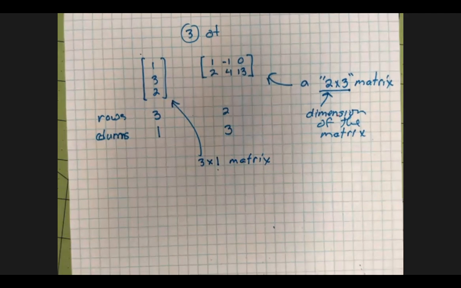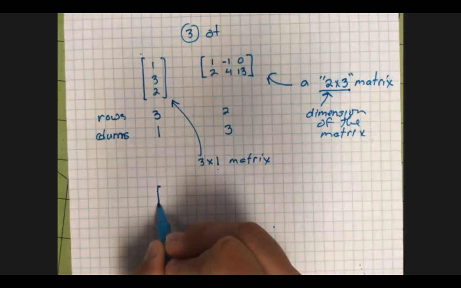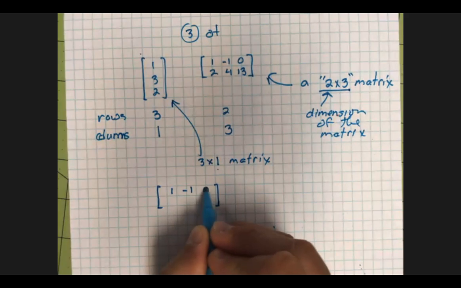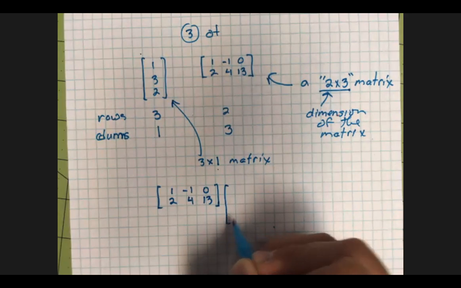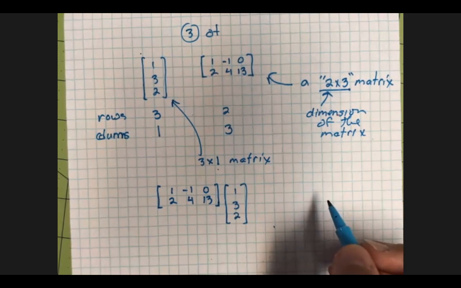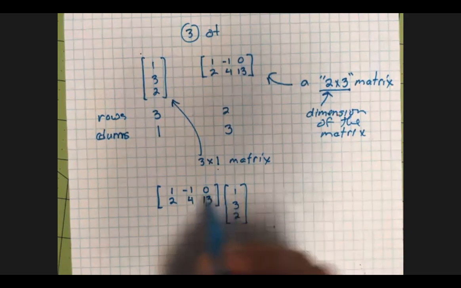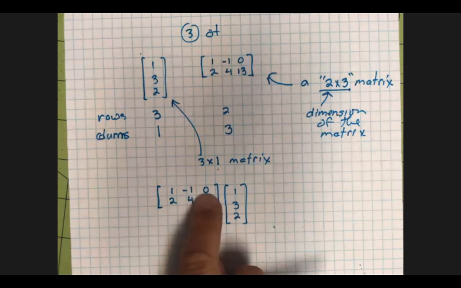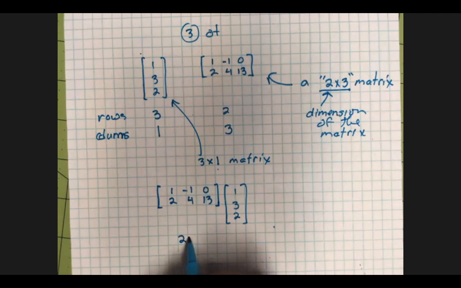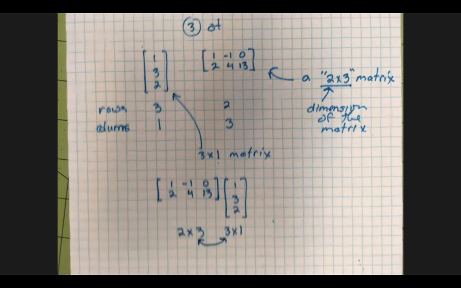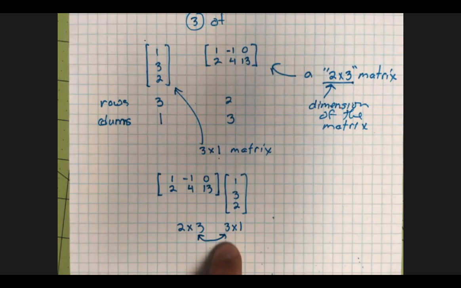And I promise you, we're not going to do anything but 2x2 matrices, but you can multiply all sorts of matrices. 1, minus 1, 0, 2, 4, 13, times 1, 3, 2. As long as you can make a legal dot product, you can multiply matrices. So, because this matrix has 3 columns and this matrix has 3 rows, I can legally dot the rows with the columns. Notice this is a 2x3 matrix, and this is a 3x1 matrix. So the fact that I can legally dot those, that I can multiply these two matrices, is indicated by the 3. The number of columns in the first matrix equals the number of rows in the second.